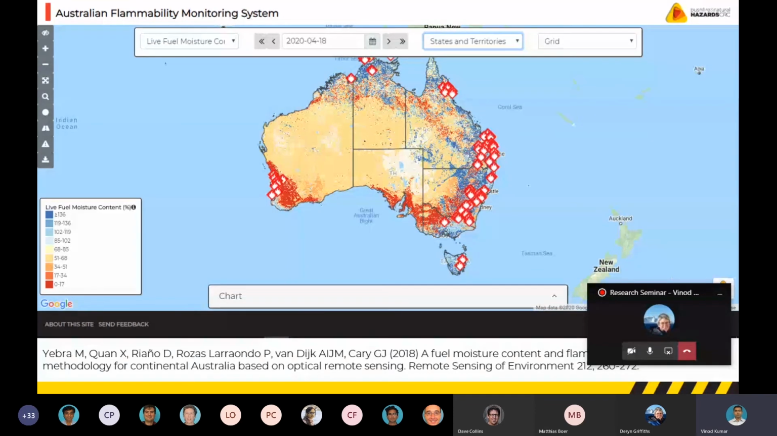There's a scale mismatch between these two products, as you might have noticed. JASMIN is available at 5 kilometer resolution, which is much coarser than the live fuel moisture content data. So what we have done is upscale the live fuel moisture content data from 500 meter to 5 kilometer resolution by taking the average of all the grid points that fall within each JASMIN pixel.